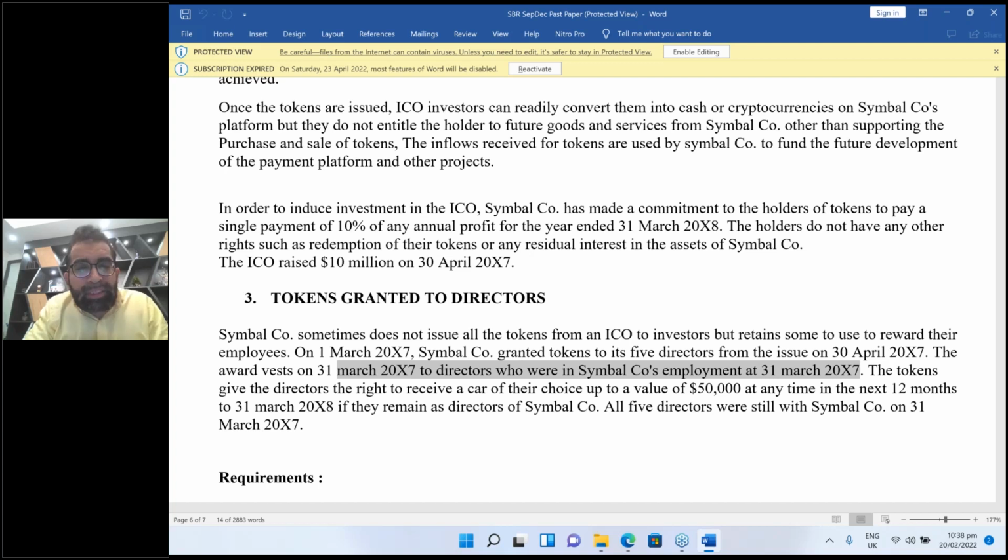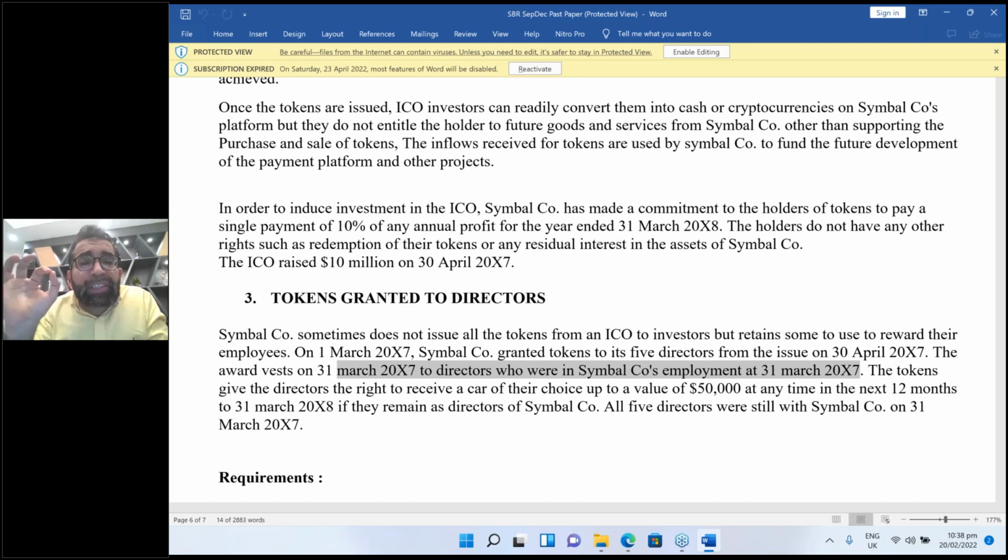Now, the next question: which IAS is to be applied? Is this IFRS 2? No, because the company has promised to give them tokens, and these tokens are not the shares of the company. IFRS 2 clearly says if you provide shares of your own company or your group of companies, or cash equivalent to the market price of your own shares, then it is in the scope of IFRS 2. So this is no more IFRS 2.